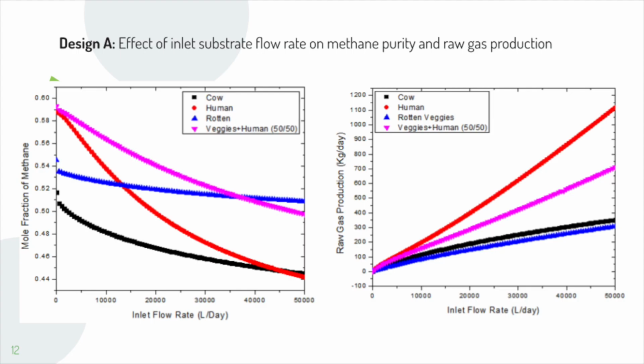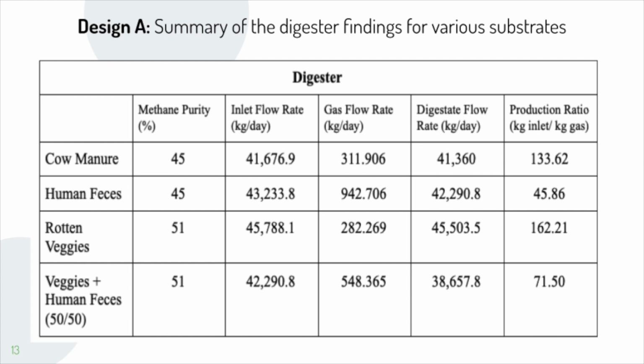The figures here show that even though the initial flow rates for the reactors end up being similar in magnitude, some substrates produce more gas than others. Rotten vegetables had a higher purity at 51%, but in terms of raw gas production, it is almost the same as cow manure, but with a higher efficiency. By way of comparing substrates, we used the production ratio as a way to normalize the number of kilograms of substrate needed to produce 1 kilogram of raw gas. The lower the number, the more efficient the process was. Human feces had by far the best efficiency, while vegetable waste had the worst.